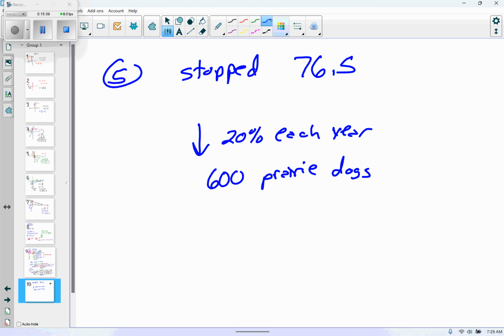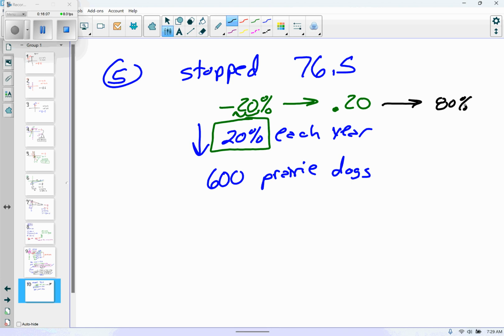Okay. So we are losing this. That's a downward. So I'm going to make it minus 20%, which is the same thing as 0.20. Okay, I notice I lost the decimals here, so you move it 2 places to the left to get rid of the percent sign. So what percent of the population, if I lose 20%, that means I would have 80% of my prairie dogs there, which is 0.80.